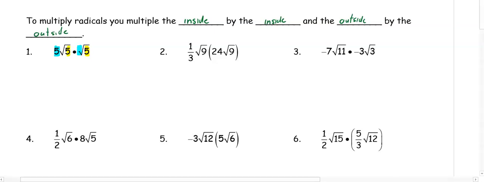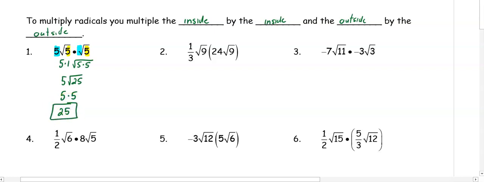So when we go to multiply this, we have 5 times 1 root 5 times 5, which gets us 5 root 25. Now, 25 is a perfect square, so the square root of 25 is 5. So we have 5 times 5, which gets us 25.